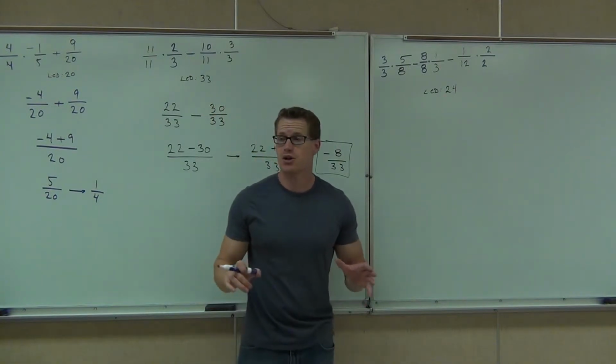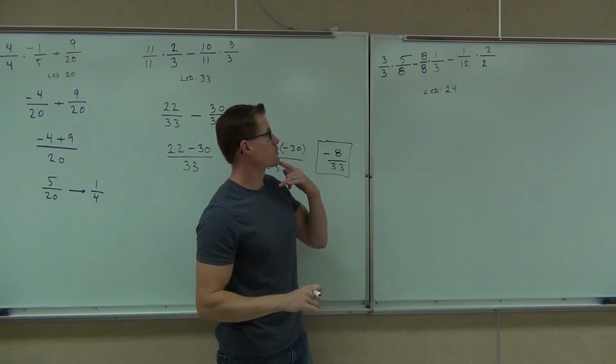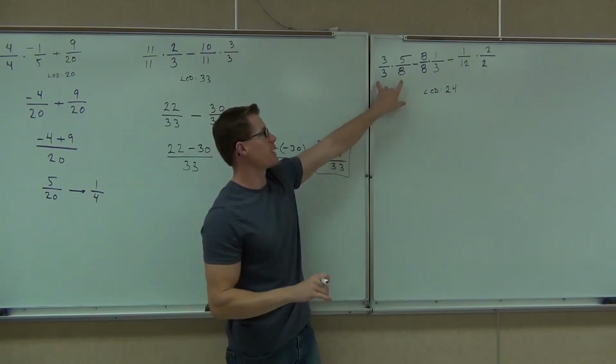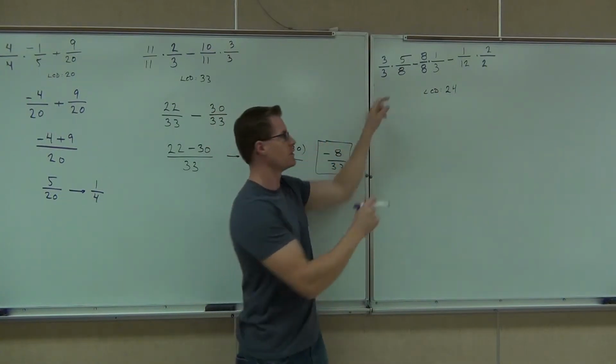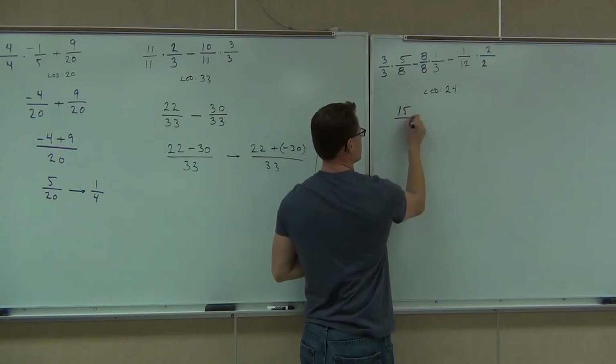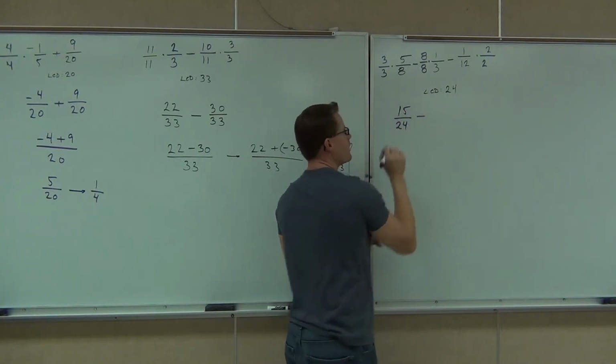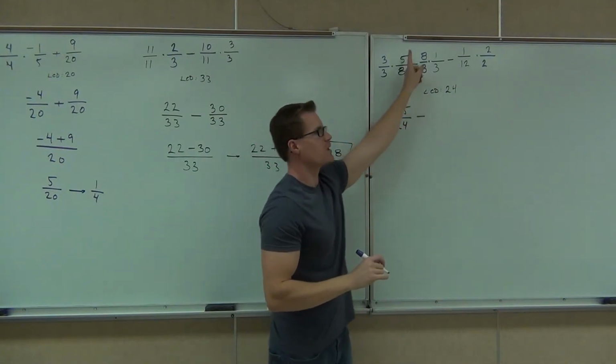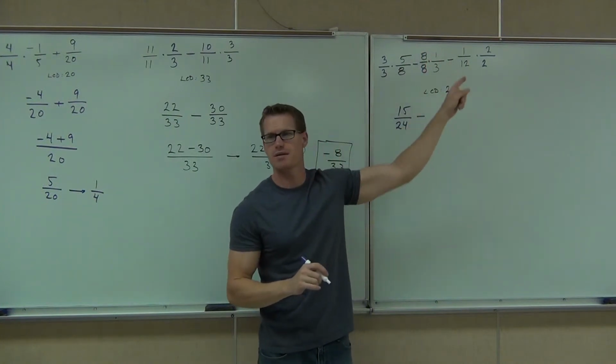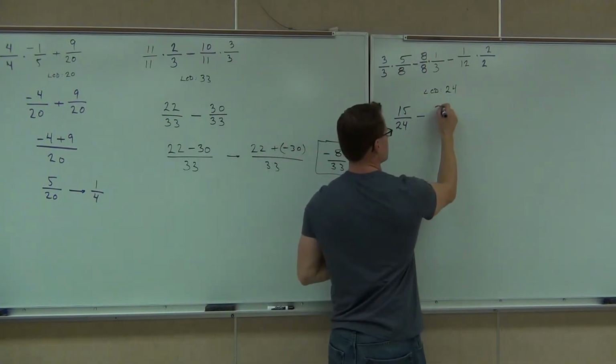Hey, let's figure out what these fractions are. We've got 3 over 3 times 5 over 8. How much is this fraction going to be when we're all done? 15 over 24. Cool. Then we have a minus sign because we had a minus sign up here. We have 8 over 8 times 1 over 3. How much are we going to get there? 8 over 24. Good.